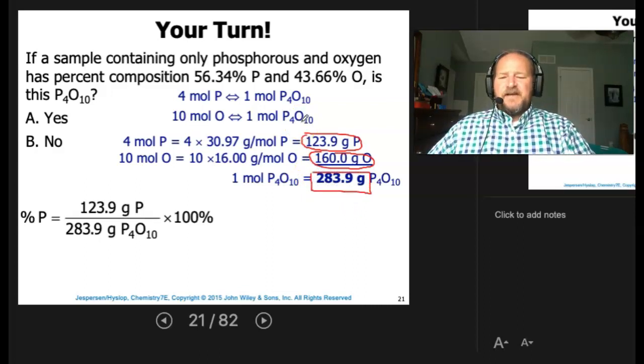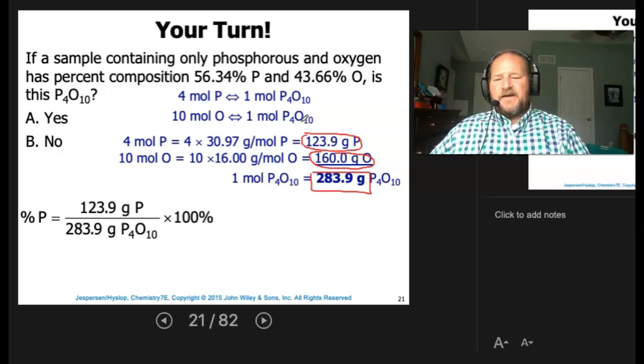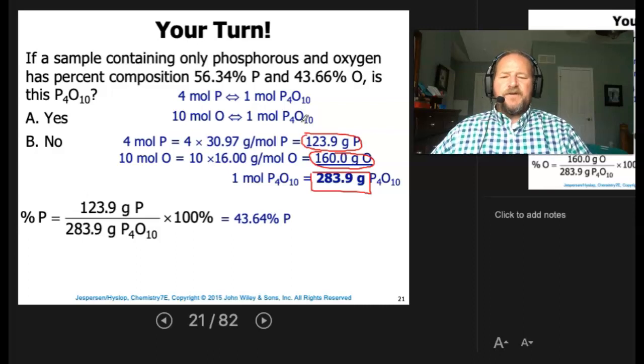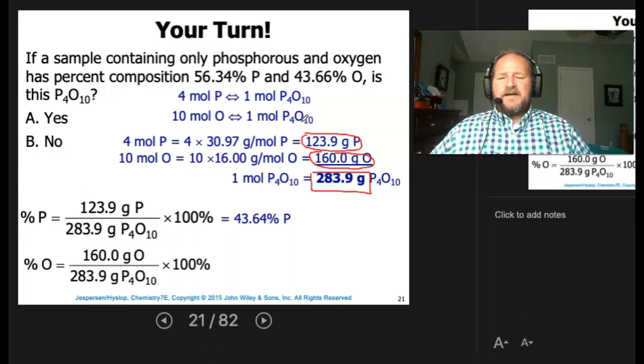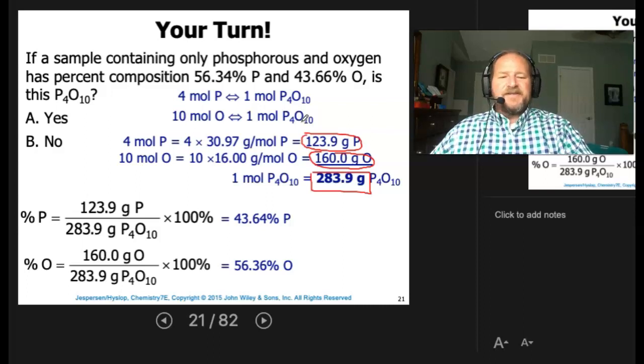So for phosphorus then, we have 123.9 divided by 283.9 times 100%. That tells us we have 43.64%. We take 160 divided by 283.9, and that gives us 56.36%. At this point, we can see our percentages are pretty close, right? So if a sample containing only phosphorus and oxygen has a percent composition of this and this, is this P4O10?